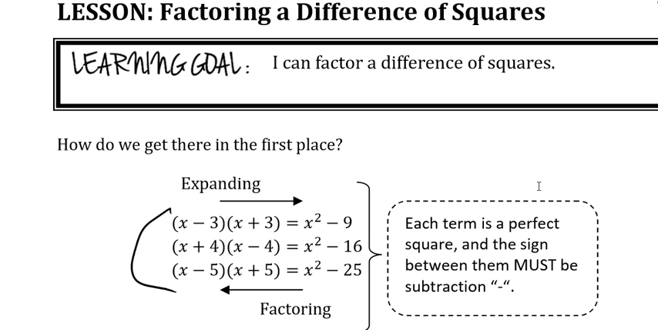I would say the most important thing about factoring in general is relating it to where it comes from, what it is the opposite of. So it's the opposite of expanding. And when we notice a pattern in the expanding, we take advantage of that pattern in order to undo the expanding, which is what we call factoring.